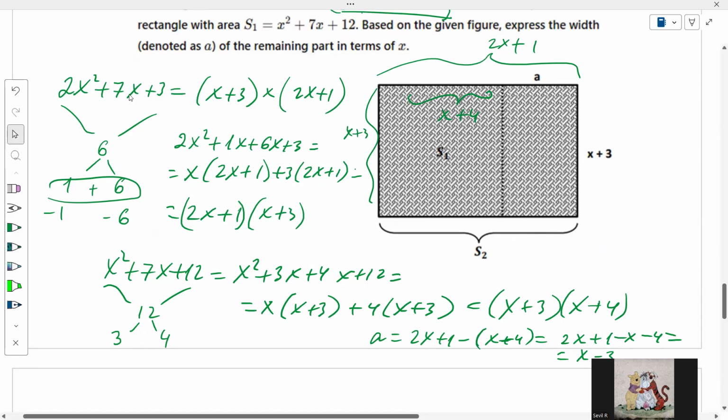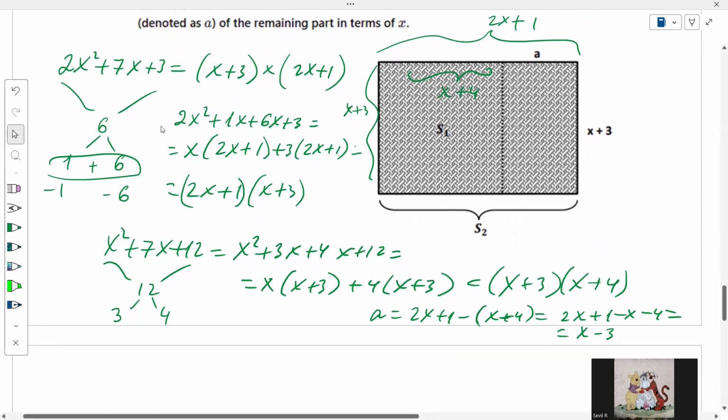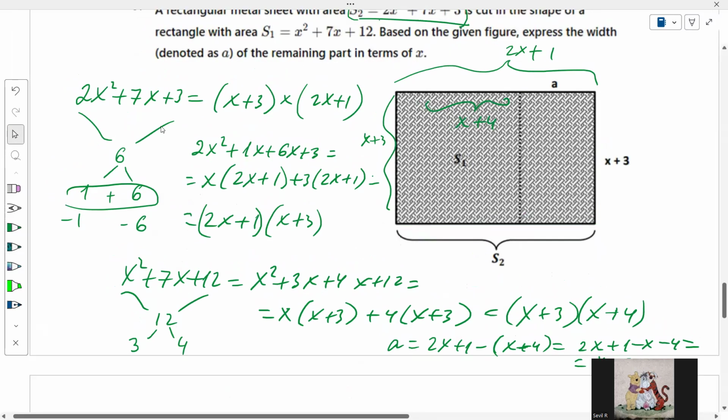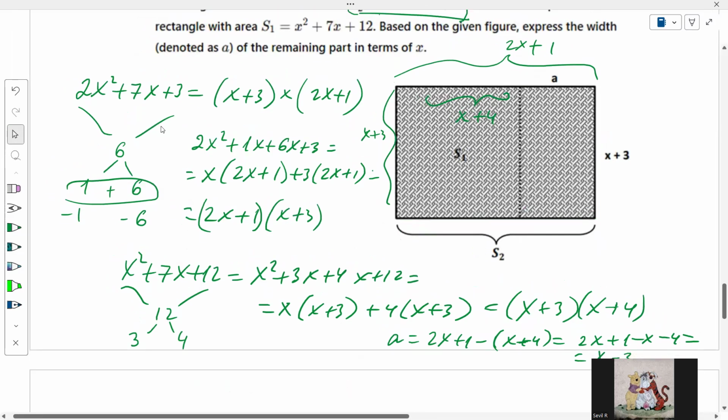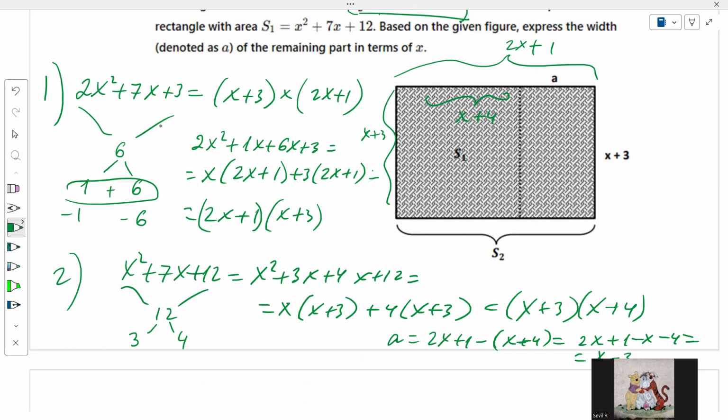Okay, guys, you can check yourself one more time. I may make some mistakes, so the most important thing is that you understand the process. All right, so the first part was factorizing the first expression. Second part is factorizing the second expression, and the final part is to understand A.